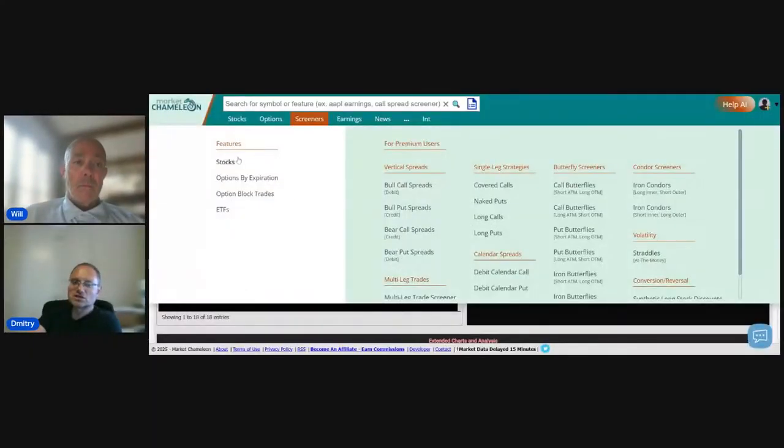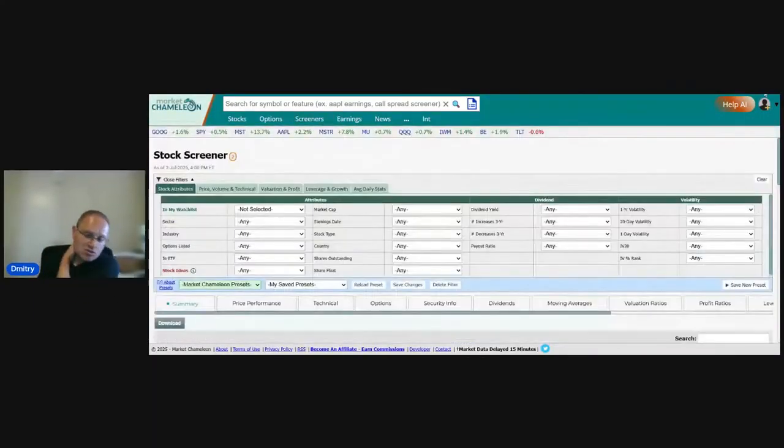And today we're going to talk about how to use Market Chameleon to screen for unusual option volume and IV rank, correct? Yeah, I'm going to share my screen and let's go to the stock screener up here. If you hover over the screeners, click on stocks, this will take us to the stock screener.